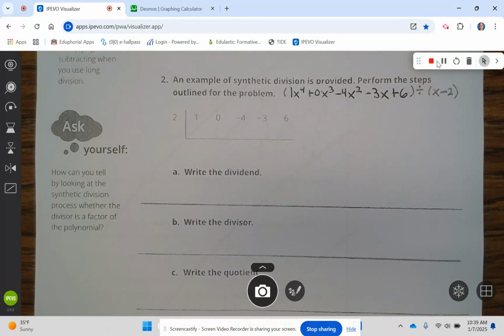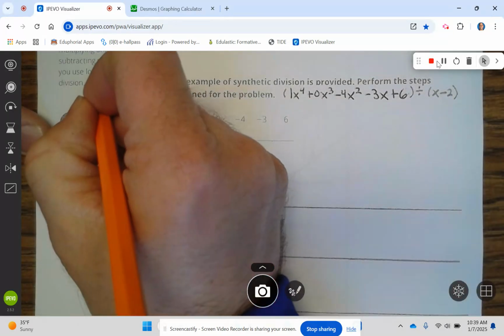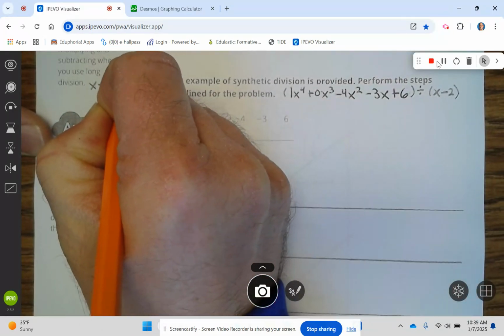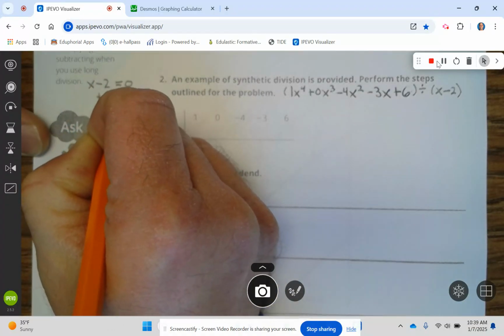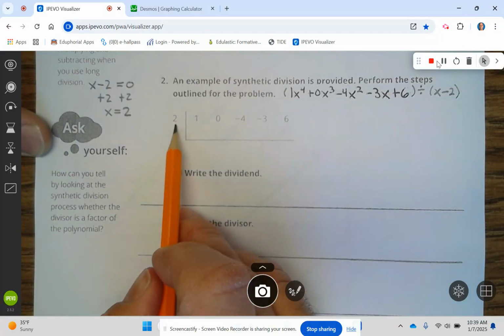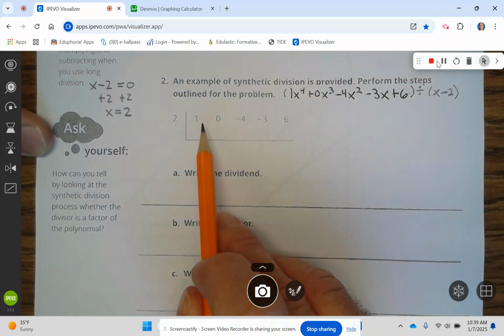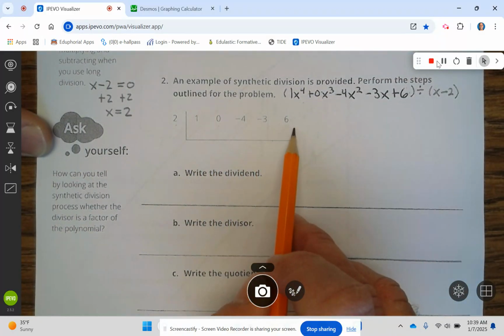An example of synthetic division is provided. Perform the steps outlined for the problem. 1x to the fourth plus 0x cubed minus 4x squared minus 3x plus 6 divided by x minus 2. First thing we do is we set x minus 2 equal to 0 and solve. So we add 2 to both sides, and you get x equals 2. That number goes here, and then we take the coefficients of each term and put them here.